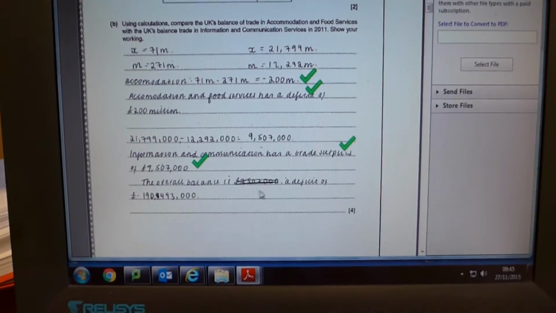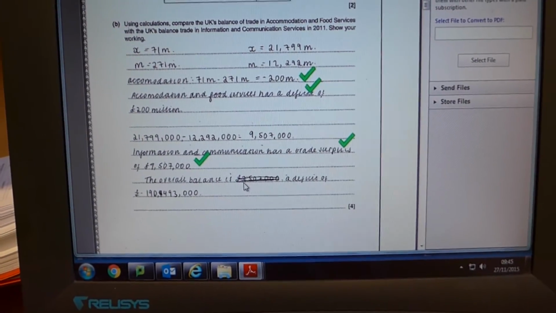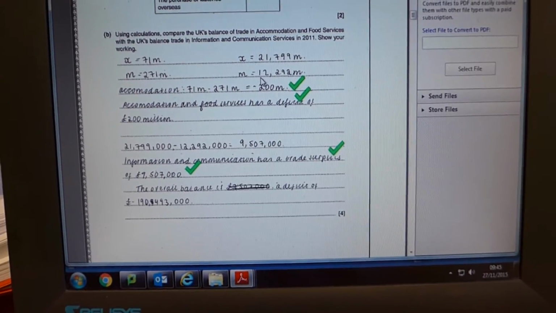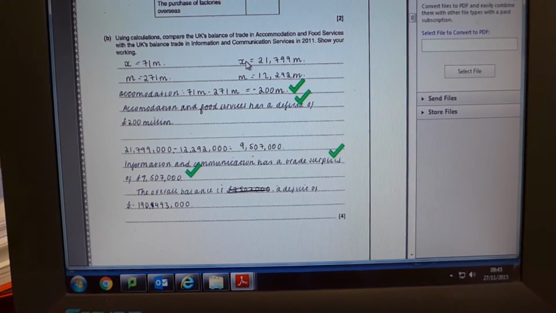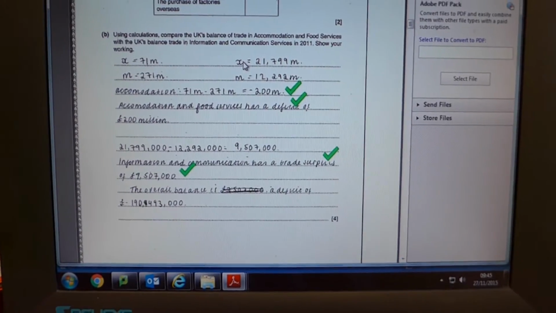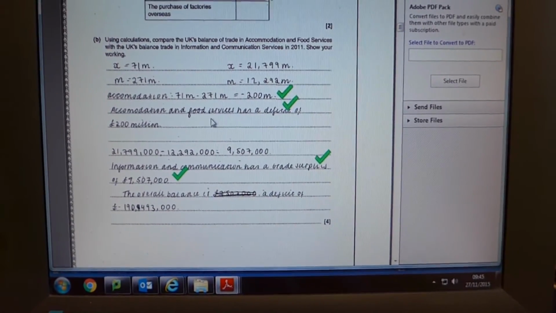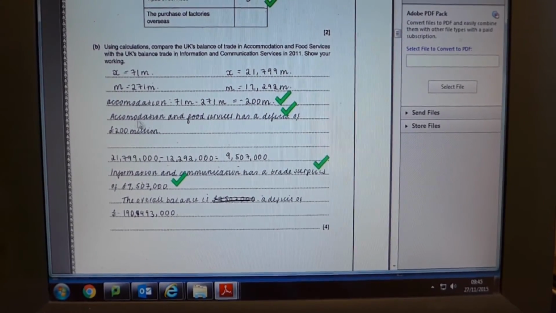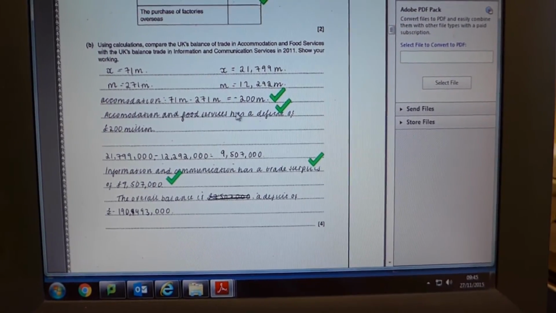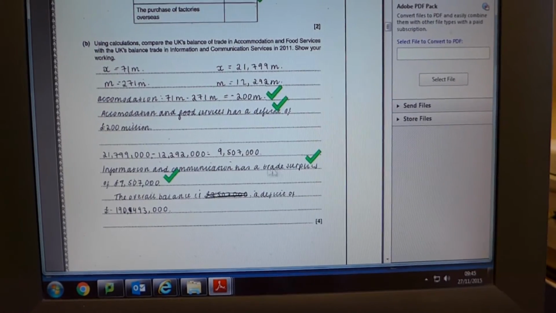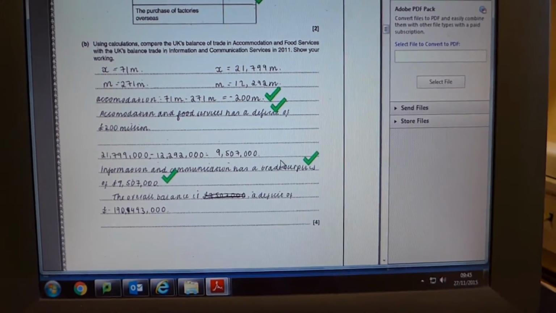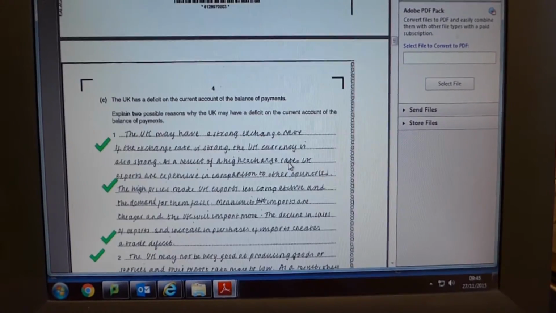And you can see this candidate, they've done exactly as I've described. So they've got the exports and imports for both of these things, X and M. I hope you're familiar with those abbreviations for exports and imports. And then pointing out accommodation and food service, spelling mistake there, should be double M. Accommodation and food services has a deficit, and information and communication has a surplus. Very straightforward, 4 marks. Next question.